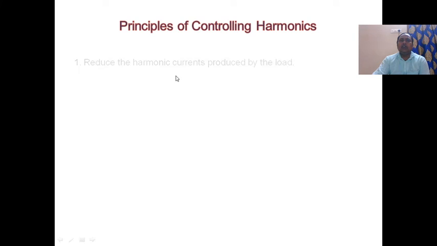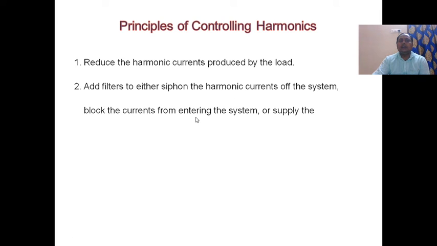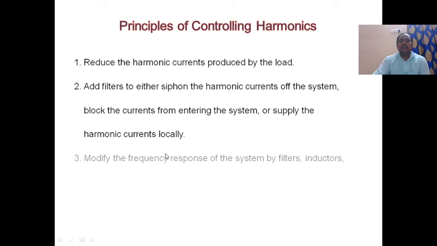Principles of controlling harmonics. So what are the principles? Means reduce the harmonic current produced by the load. Add filters to siphon the harmonic current off the system. Third one, block the currents from entering the system or supply the harmonic currents locally. Next one is modify the frequency response of the system by filters, inductors or capacitors.